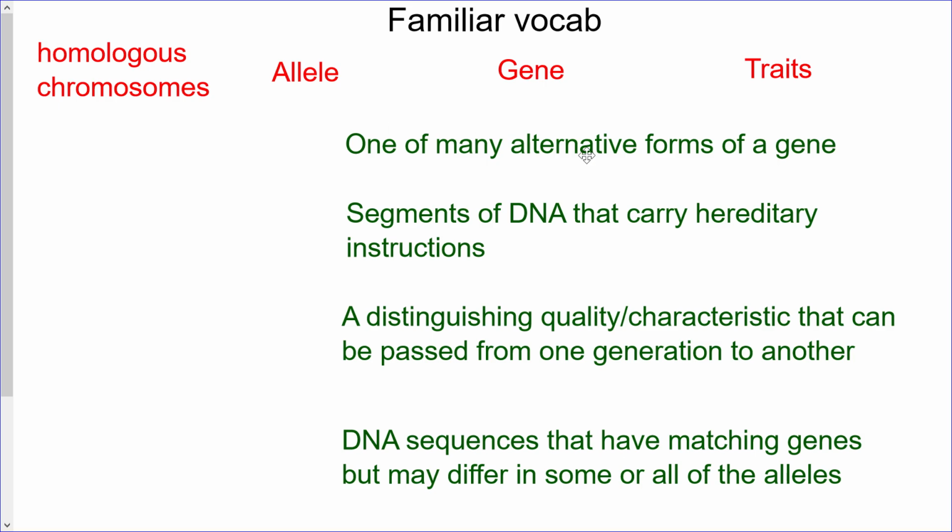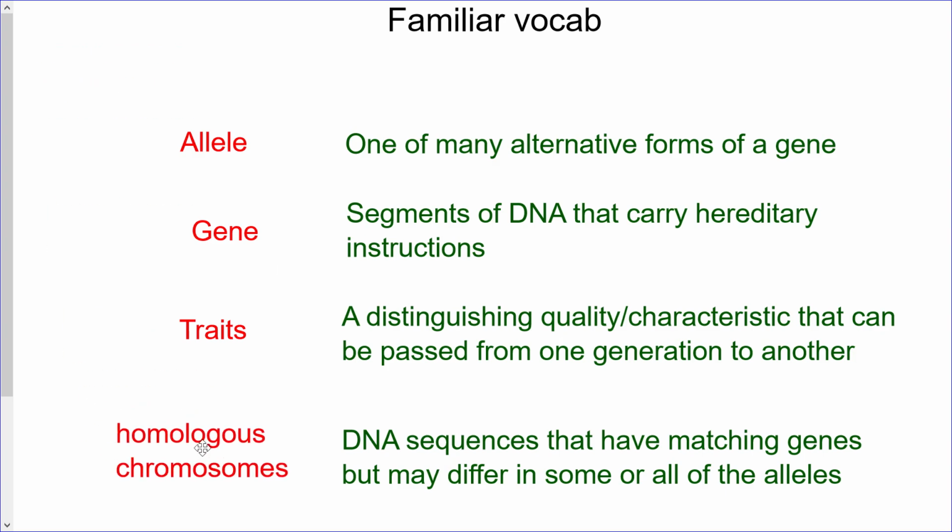So one of many alternative forms of a gene is going to be an allele. Segments of DNA that carry hereditary instructions for how to make proteins, that's going to be our gene. A distinguishing quality or characteristic that can be passed from one generation to another is going to be traits. And then lastly, DNA sequences that have matching genes but may differ in some or all of their alleles will be homologous chromosomes. You get one from mom, and one of those pairs comes from your father.